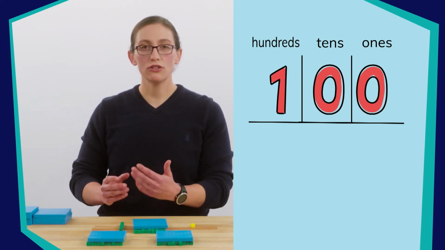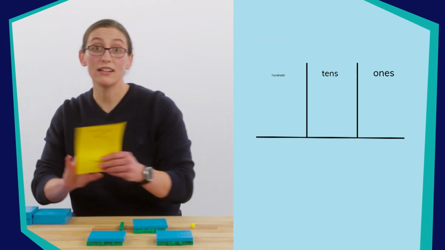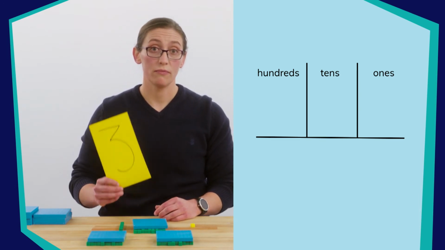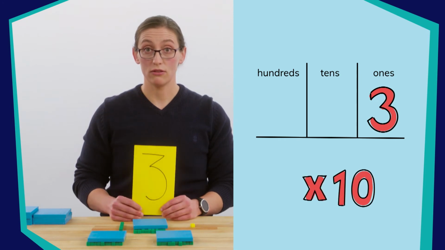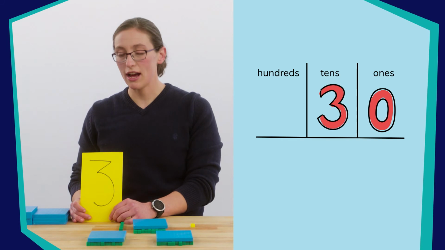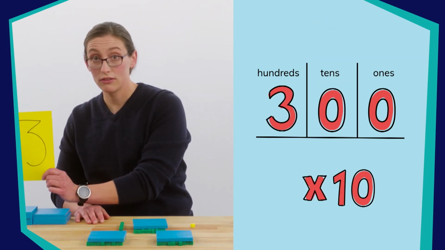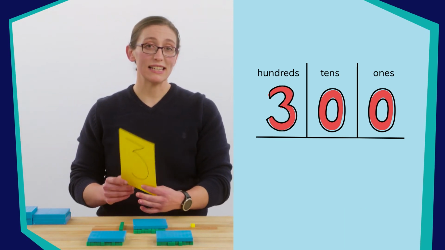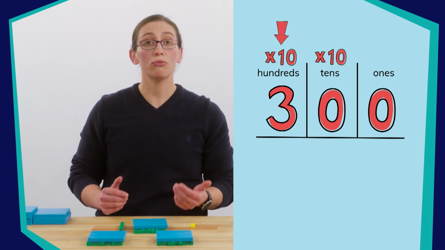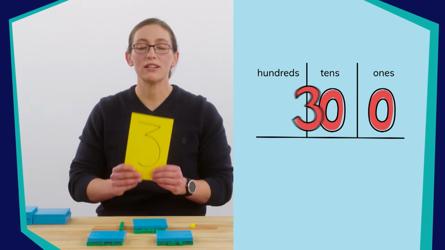So now, let's try that with our string of equations, and I'm going to use a digit card just so that way you can see. So we saw that 3 times 10 would be 30 and moved over 1 place. Then we figured out that 30 times 10 would be 300. Because each place value is 10 times larger than the place value to the right, the digit 3 doesn't change, but its value does.